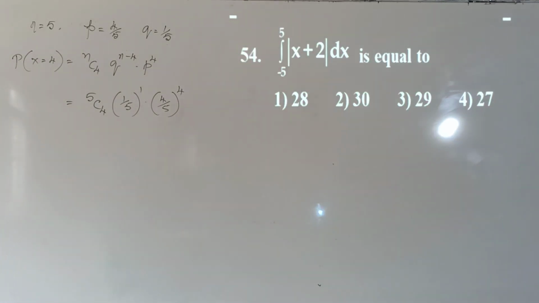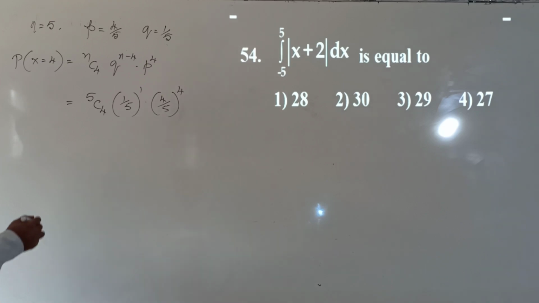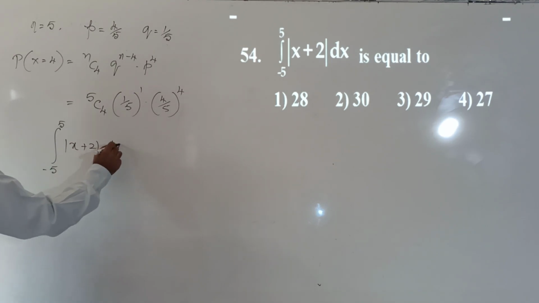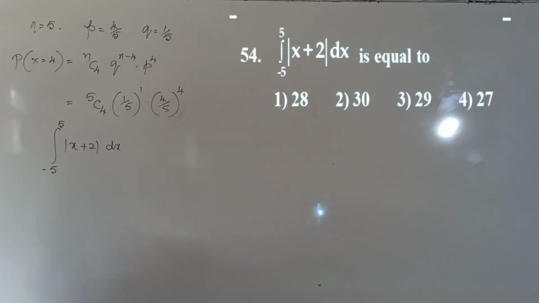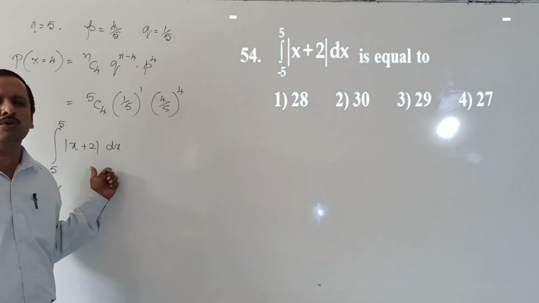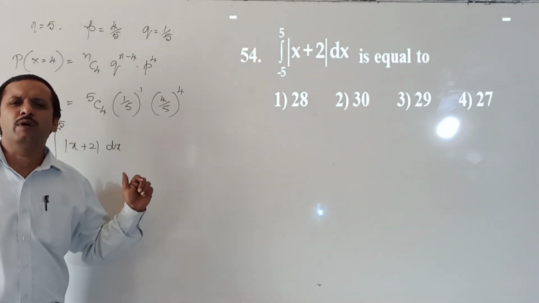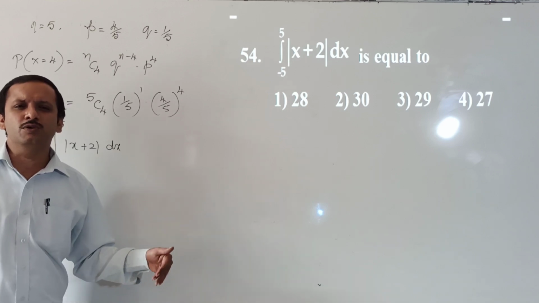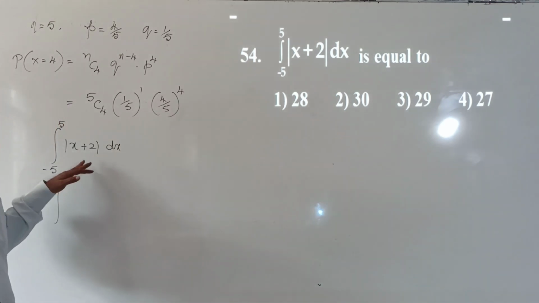54th question. Integral from minus 5 to 5 of mod of x plus 2 dx. We can solve this in two ways. One is the actual method. In the actual method, as you know, mod of x plus 2 is equal to x plus 2 whenever x is greater than minus 2, and it is minus of x plus 2 whenever x is less than minus 2.